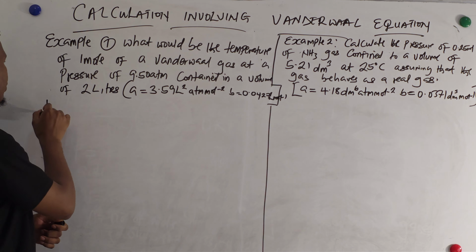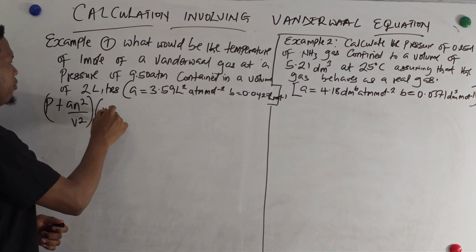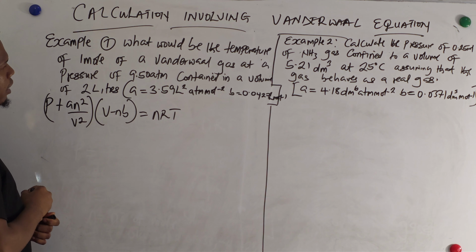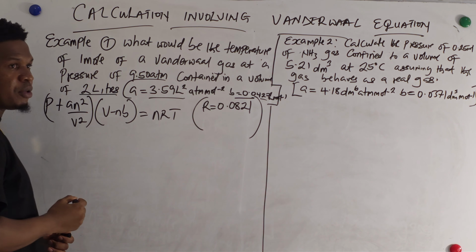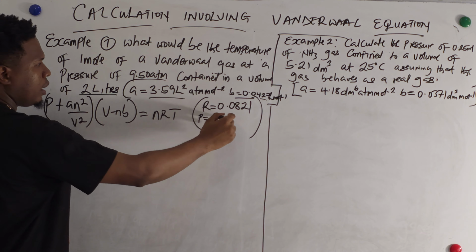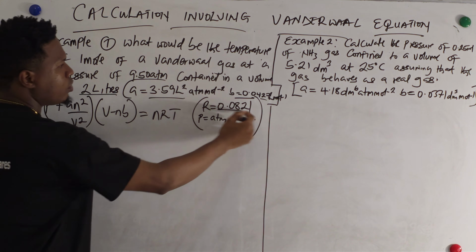So quickly, we apply the equation: (P plus an squared over V squared) multiplied by (V minus nb) is equal to nRT. All the parameters have been given to you. This is the pressure, this is the volume, this is the A, this is the B. Take note, the universal gas constant you use here is 0.0821. Why am I using 0.0821? Because the pressure is in atm and the volume is in liters. So this is the right unit to use when you have these two.